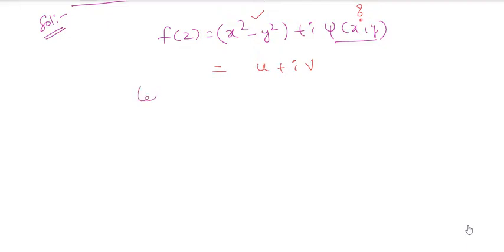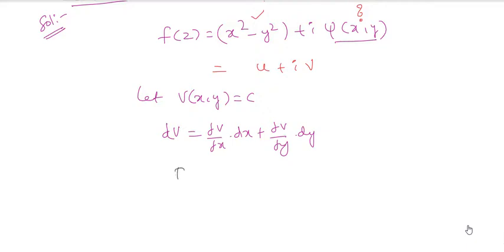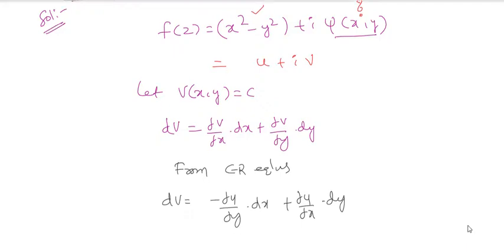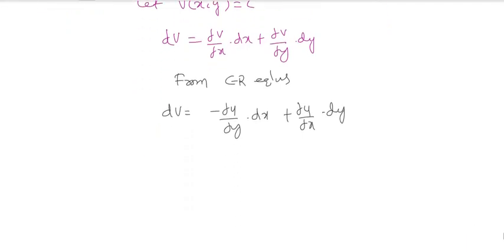So as usual our approach. Let v of x comma y be some constant. Then dv is equal to dou v by dou x into dx plus dou v by dou y into dy. So from CR equations, your dv will be minus dou u by dou y into dx plus dou u by dou x into dy. What is u given? U is x square minus y square. So from that ux will be 2x and uy will be minus 2y.